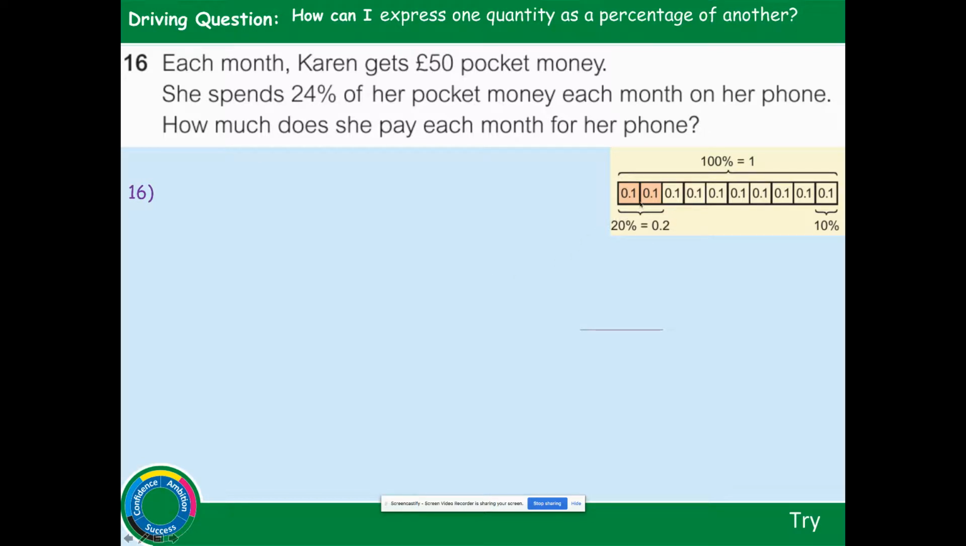multiplier. So 20% is 0.2, 30% would be 0.3, but we don't want 30%, we want 24%. So it's going to be 0.24 is your multiplier. 0.24, because we're coming along a little way. So we'd want a 4 here. Okay, have a go at that one. Press play when you're ready and we'll check your answer.